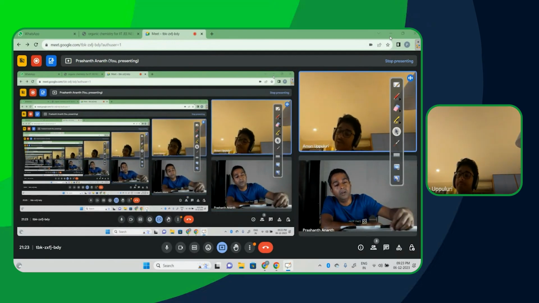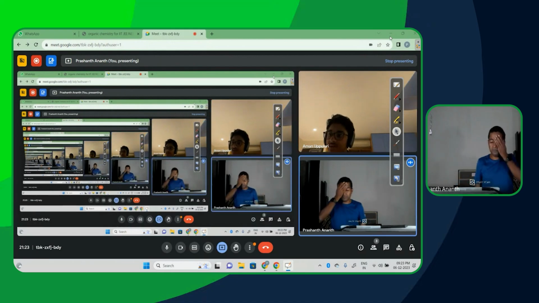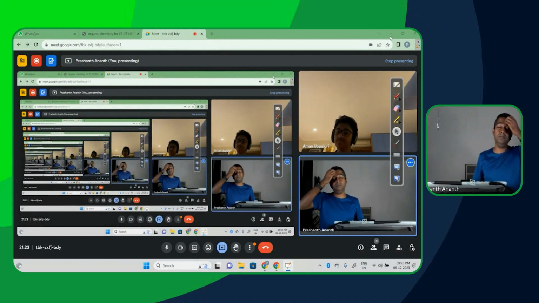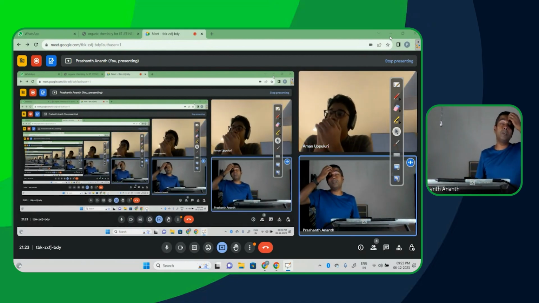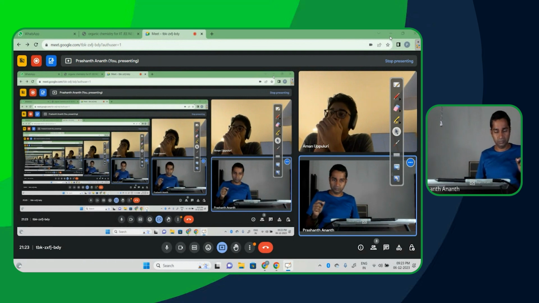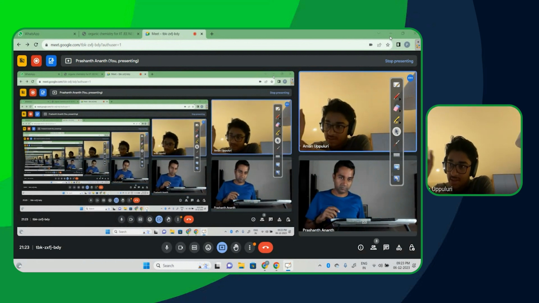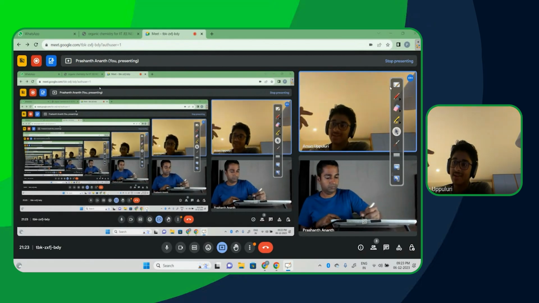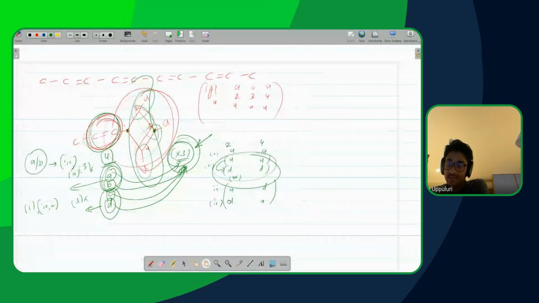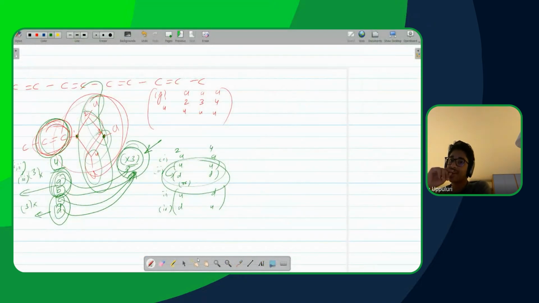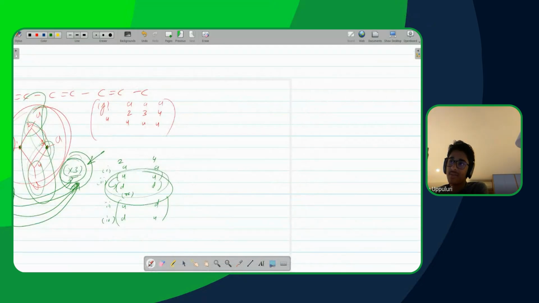Let me put it like this. Currently, what are the 4 structures you got? Think. The inner one, like, 2 possibilities are there, no? Like, this.